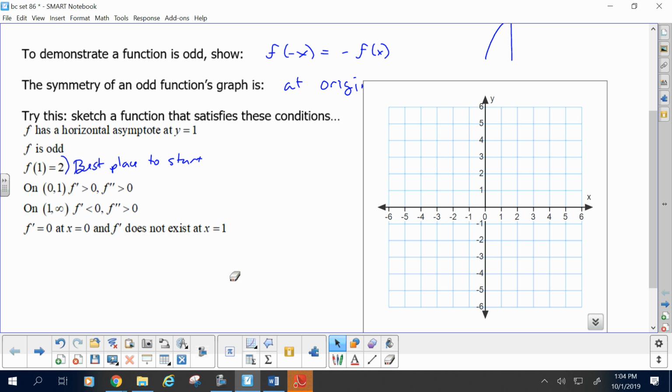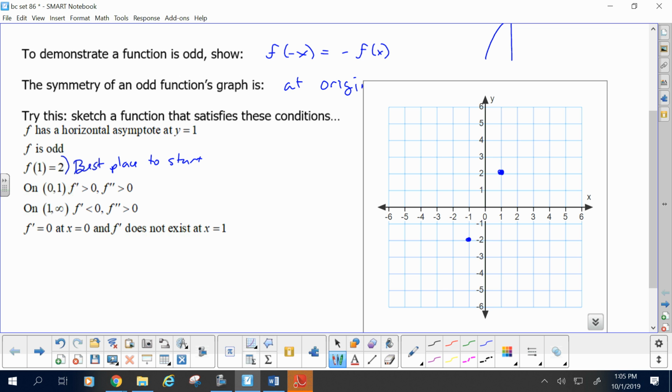The easiest thing to do is start with the point (1, 2). If it's odd, that means it's also got to pass through (-1, -2). So anytime they give you even or odd, they're actually giving you 2 points instead of 1. Two for the price of one. Cool.